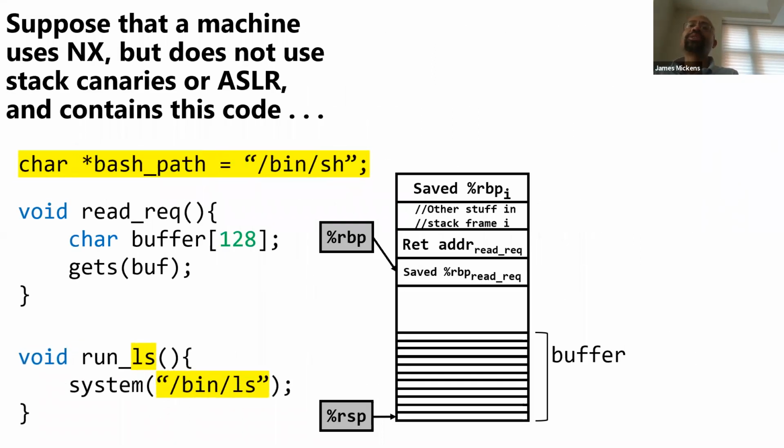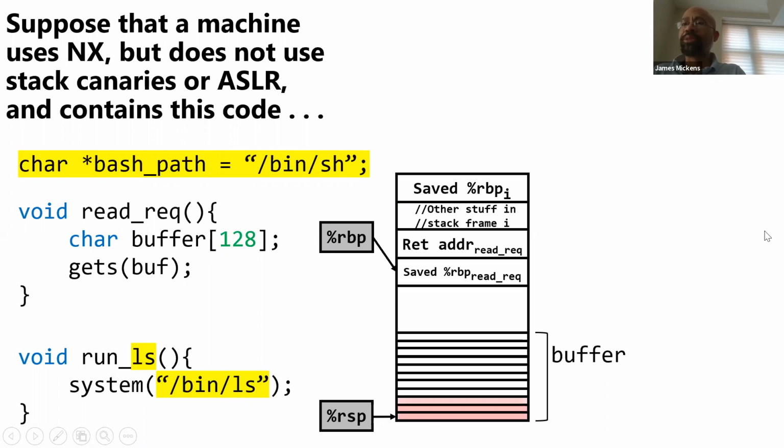Okay, so let's suppose that a machine uses no execute bits, doesn't use stack canaries or ASLR. It contains the code I show you on the left. Just for convenience, I've allowed the string /bin/sh to live in the program. That's not fundamental. We can get around that, like I said, by pushing the value of that string onto the stack. But to make things simple, let's just assume that the string exists naturally. Once again, we've got this run_ls function which doesn't pass in the bash path directly, but does call system.